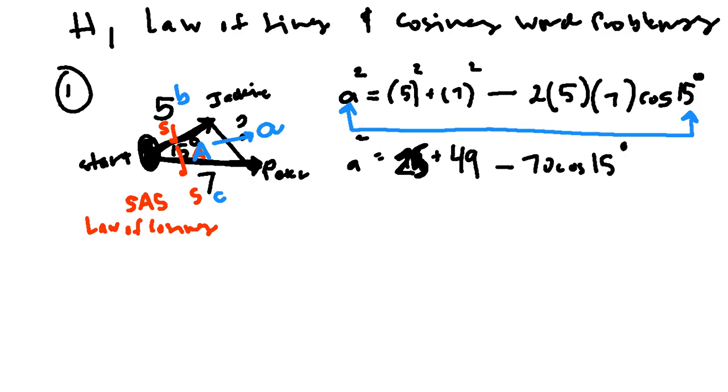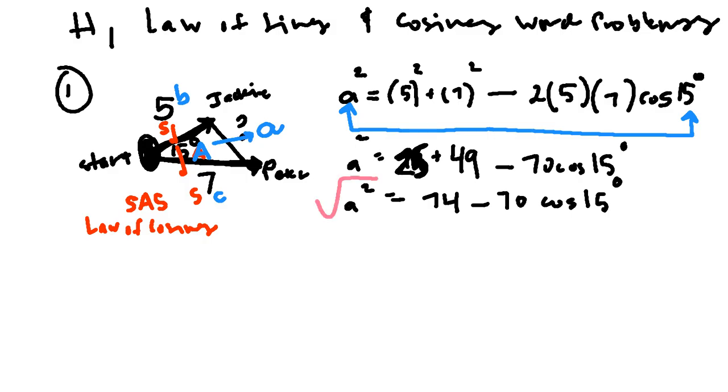Okay, you don't really have to combine these. I mean, you could, like I'm with her, you can just put it in your calculator, but 74 minus 70 cosine of 15 degrees. Make sure you are in degree mode. Again, at the end, you're going to have to take the square root. We're looking for a and not a squared, so we would have to take the square root of this answer.